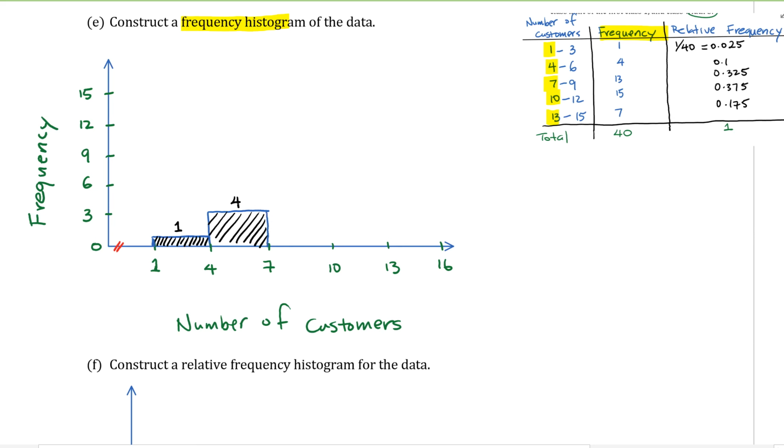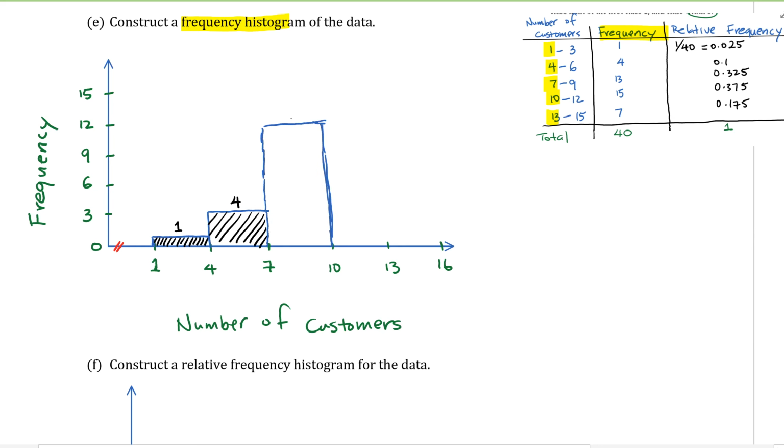Okay, the next one is 13. So go up to 13. Maybe a little bit higher. Okay, and 13. Make sure you scale them correctly. My bar here looks a little too big. So again, it's important to scale them correctly, and I would suggest using a ruler to do it.